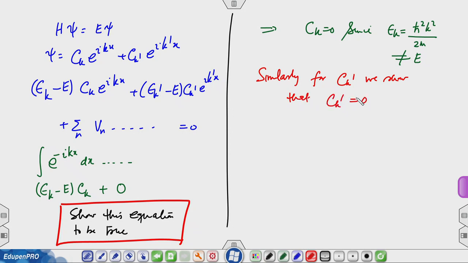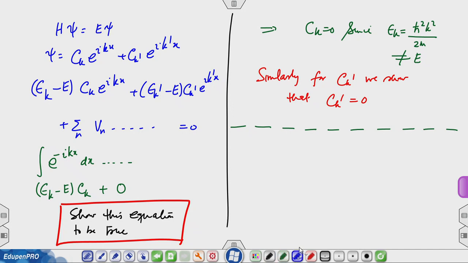So, if k and k prime differ by other than reciprocal lattice space vectors, then the wave function becomes 0. So, it cannot exist for that. You have to mix only k and these reciprocal space vectors. Let us do that now, and that will give you a proof of Bloch's theorem also.